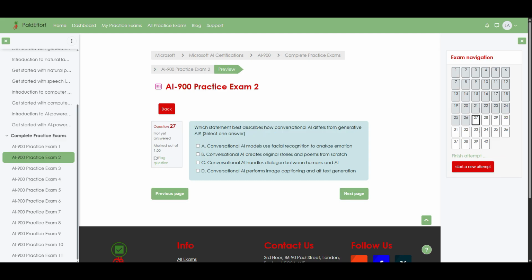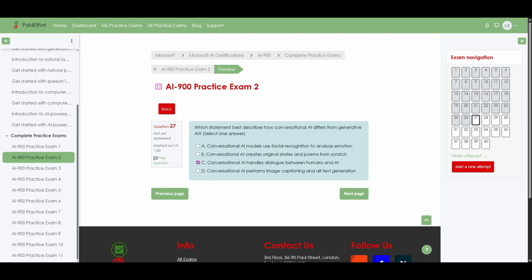Which statement best describes how conversational AI differs from generative AI? Select one answer. A. Conversational AI models use facial recognition to analyze emotion. B. Conversational AI creates original stories and poems from scratch. C. Conversational AI handles dialogue between humans and AI. D. Conversational AI performs image captioning and alt text generation. The correct answer is C. Conversational AI handles dialogue between humans and AI. Let's go through the explanation now.